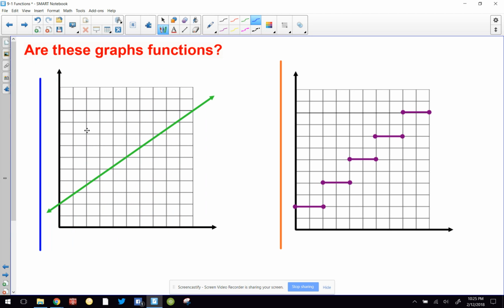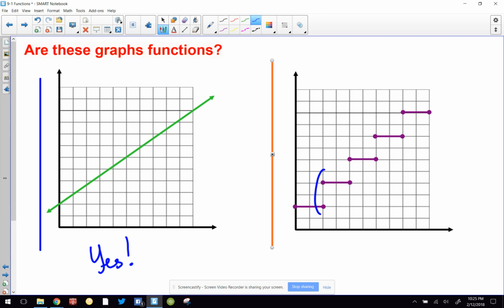So this is a function. Easy to tell. And then the one on the right, this weird looking function here, or not function I should say, is not, because here, here, here, and here, the vertical line crosses 2 points at once. So this is not a function.